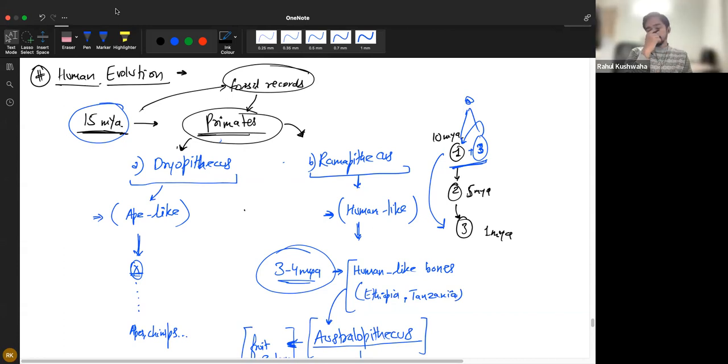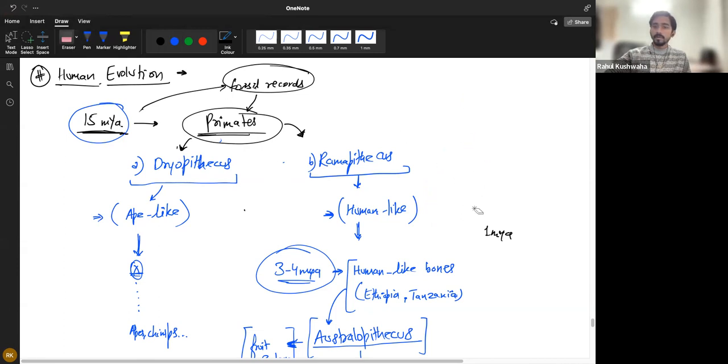Perfect. So it just tells us that it's more complicated than we think. Through this kind of evidence, we now know that at one point in time, there were multiple human species, Homo species, living on the earth. So human evolution starts, the earliest evidence that we have is around 15 million years ago.